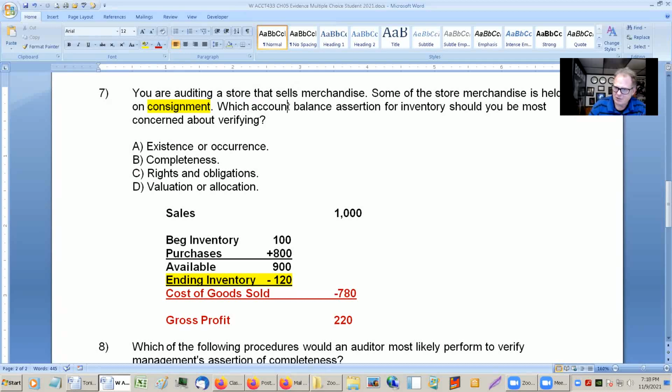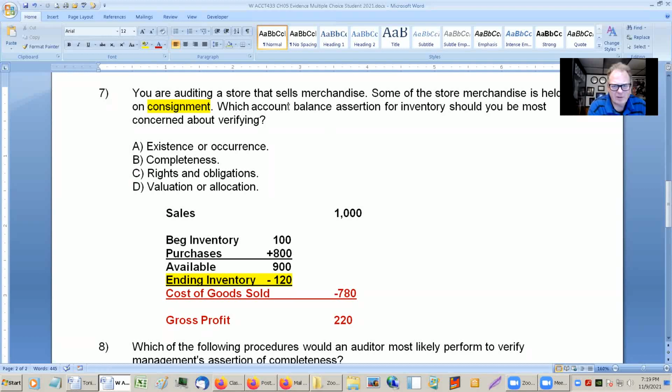Now the auto lot doesn't own the car. You own the car until it's sold and then somebody else owns it, but the auto lot never takes possession of it. So the problem can happen, though. You can have this inventory mixed in with the client's inventory.